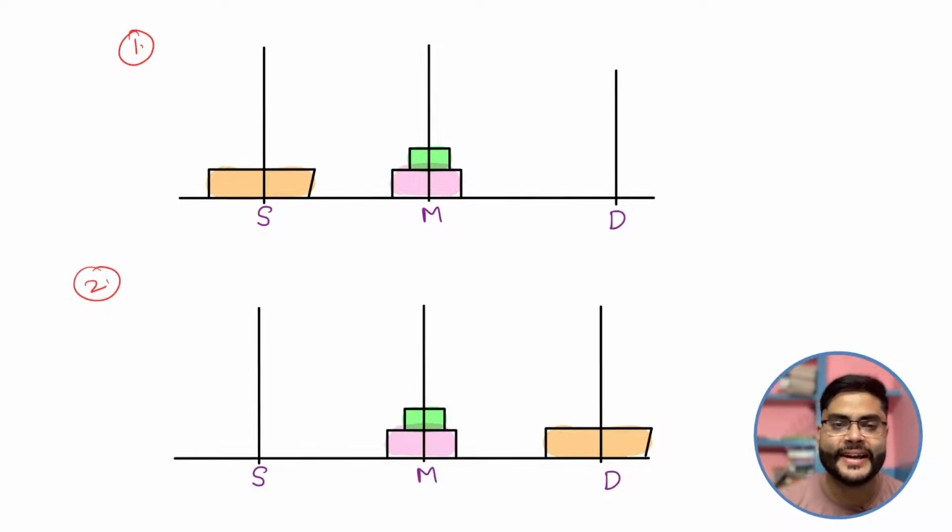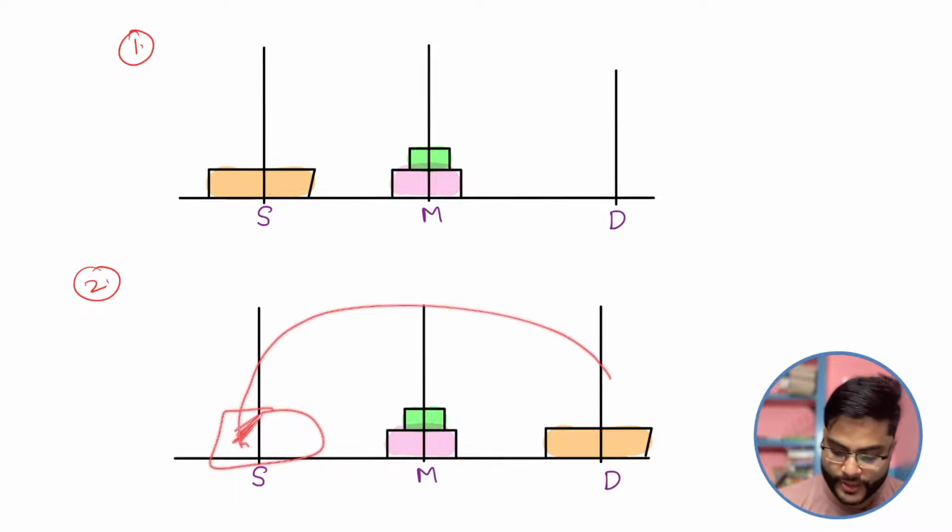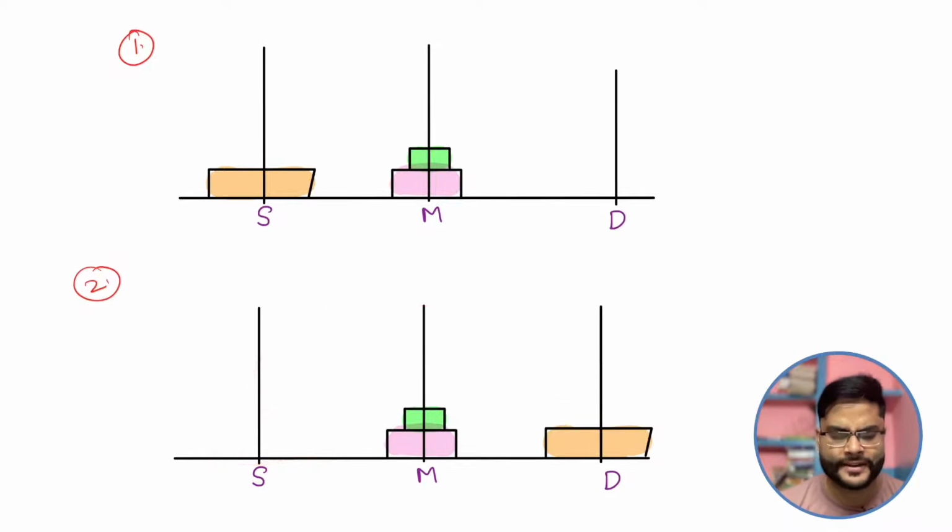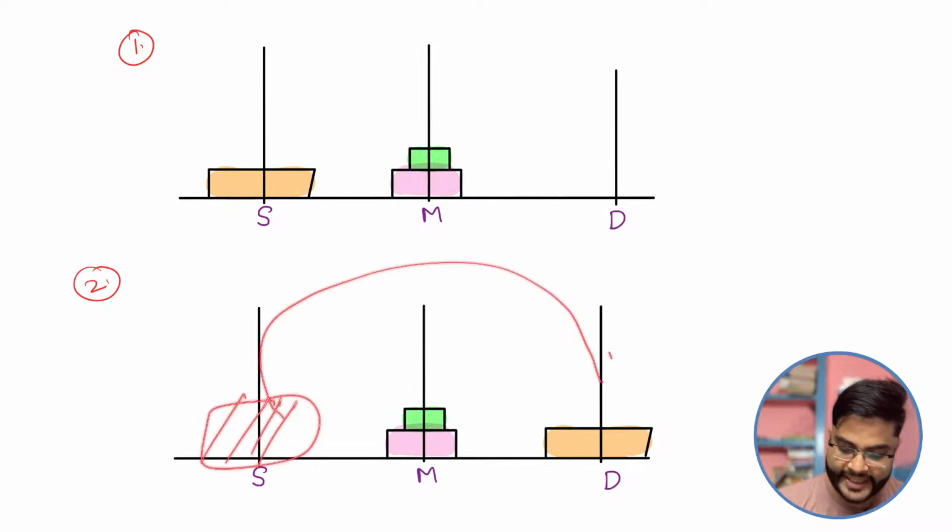What I need to do is keep only 1 disk in my source rod, and the rest of the disks I will move to the middle. How can I do that? I will write it using a recursive function. So my first step is to write my recursive function to move the rest of my disks to the middle. In the second step, in a single step, I will move my disk from source to destination. There is only 1 disk remaining in the source.